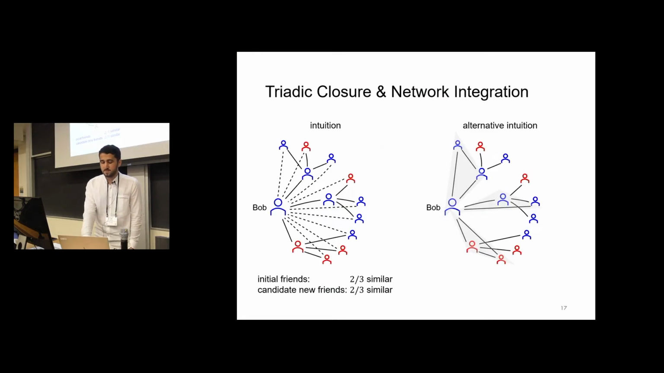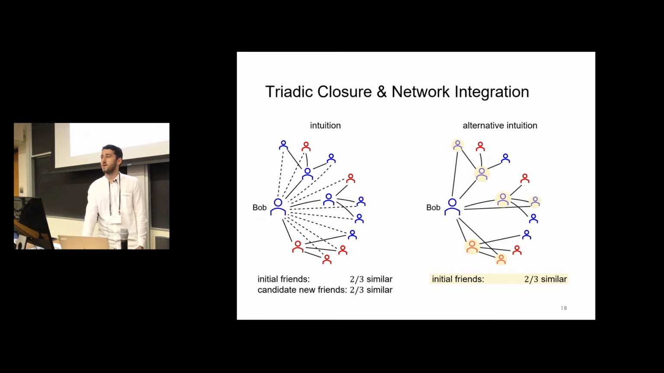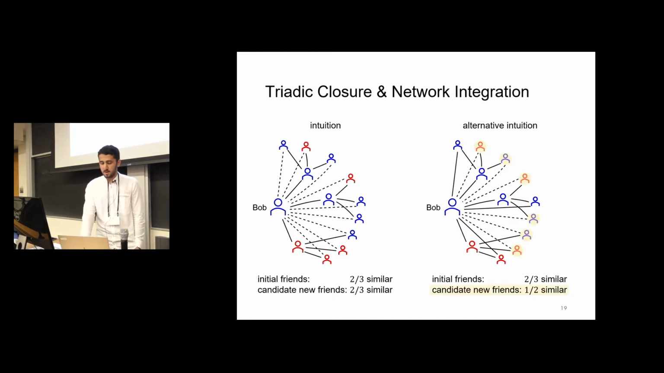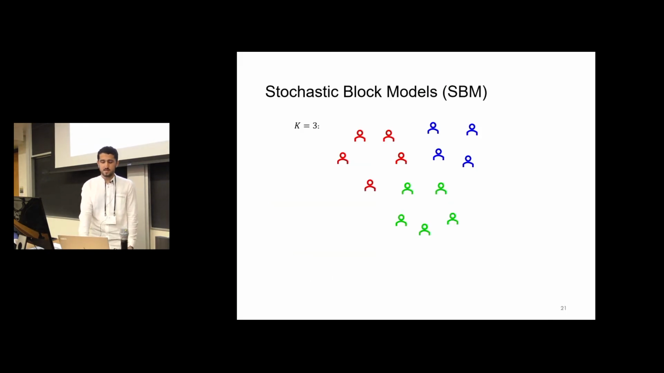There is actually an alternative intuition. In the original intuition, we assume that none of the friends of friends are yet connected to Bob, but that might not be the case. In this case, still 2/3 of the initial friends are similar to Bob. But if you look at the friends of friends here, which are likely to be friends through triadic closure, only half of them are similar to Bob, which means triadic closure is less biased. Now that's the important question: which intuition is correct? We think the original intuition is actually incomplete. Let's study this more mathematically.